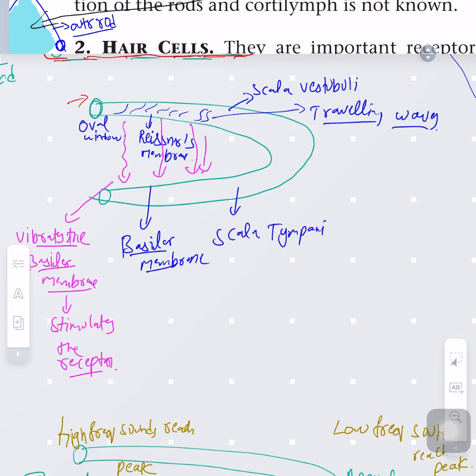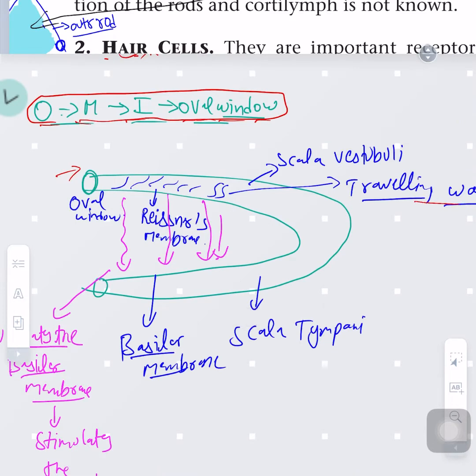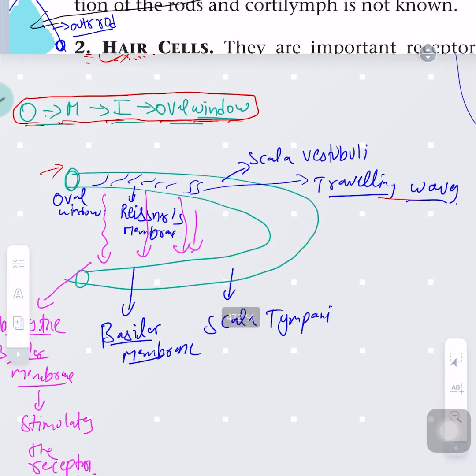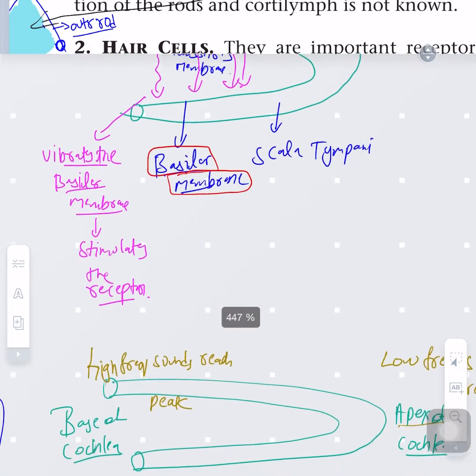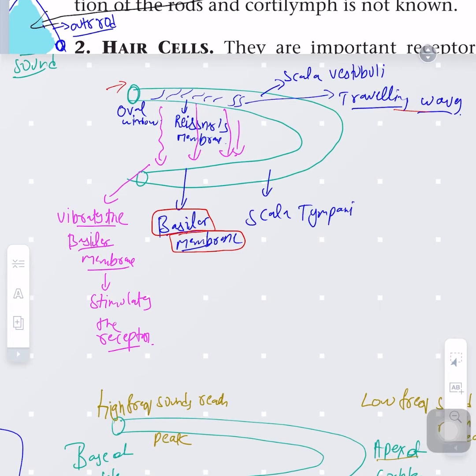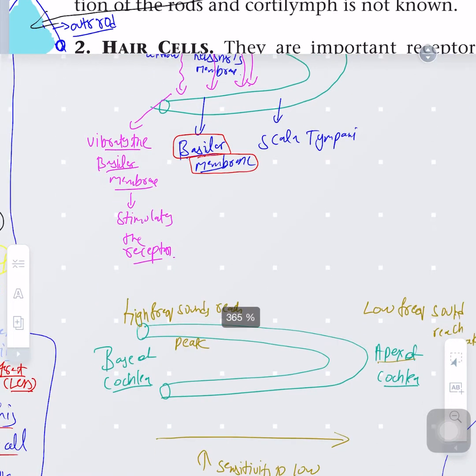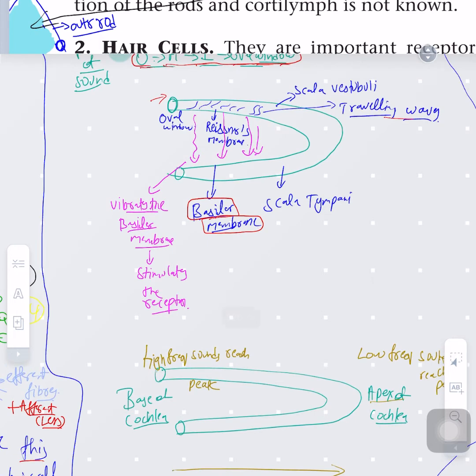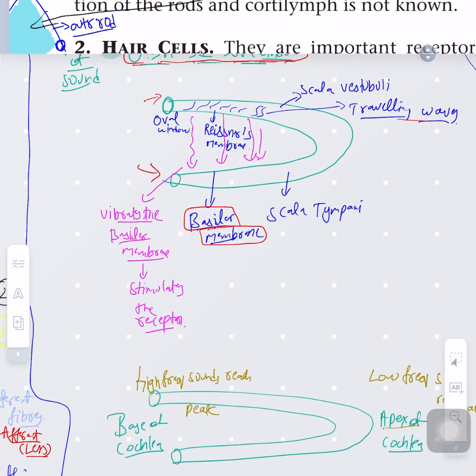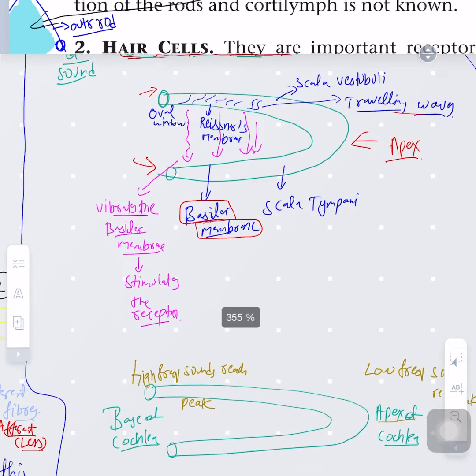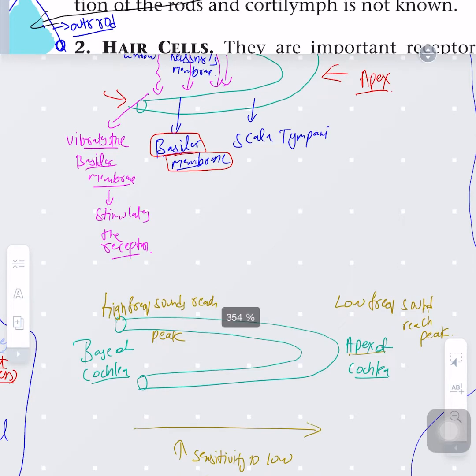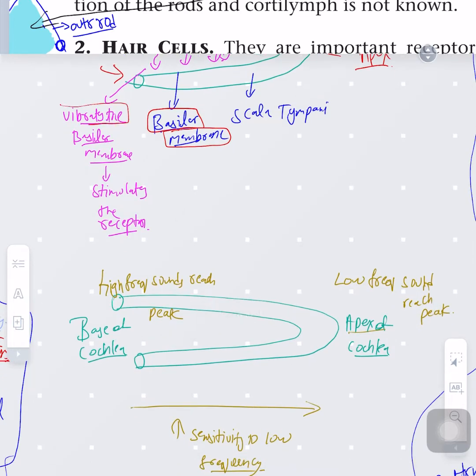So the basilar membrane is kind of parallel, like this. Now this is the cochlea, right? The early, open-ended part is the base of the cochlea, whereas towards the tip it's the apex of the cochlea. You have the scala vestibuli and the scala tympani. Whenever a sound wave comes in, it vibrates the basilar membrane, which stimulates the receptors. What receptors? The hair cells, right? We saw that on the basilar membrane we have the organ of Corti with the hair cells.